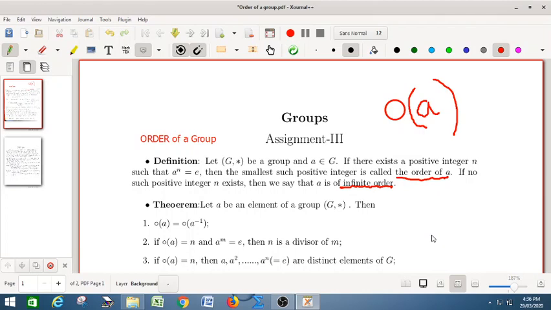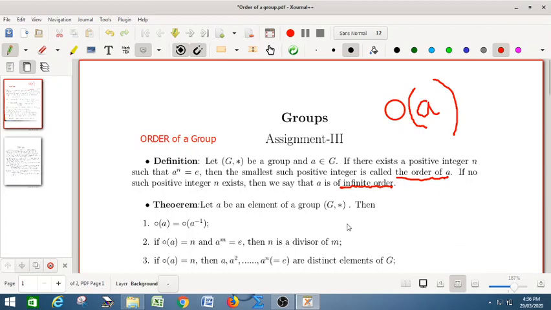Now another thing: what is the order of the Klein's 4 group? We know that except the identity, all the elements have order 2. So the order of a is 2, the order of b is 2, the order of c is 2. In that way, in Klein's 4 group, except the identity element, all the elements a, b, c are of order 2. This is easily verified because the Klein group has 4 elements.